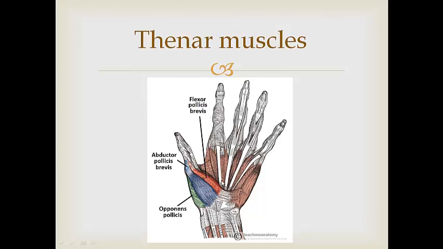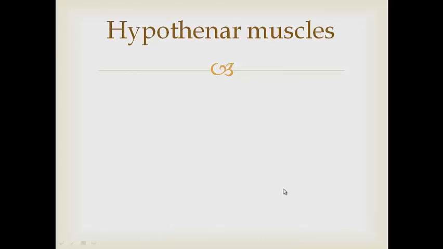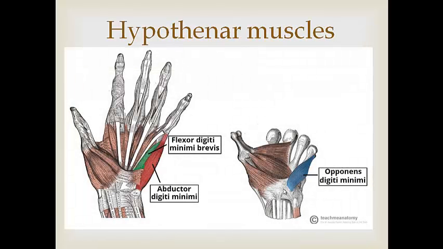Okay, and then you're going to take that same rule and apply it to the hypothenar muscles. You're going to have the same idea: you're going to have a flexor, an abductor, and an opponens. The only thing you're going to do here is change the name from pollicis, which is related to the thumb, and call it digiti minimi, or some people pronounce it digiti minimi. Whichever one works for you.